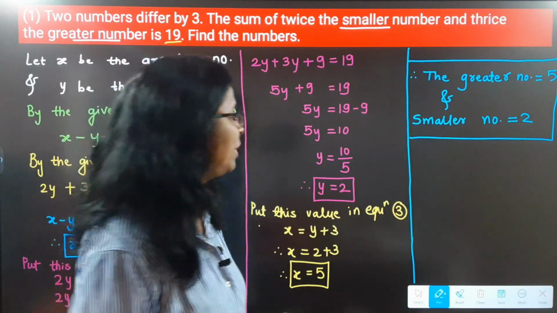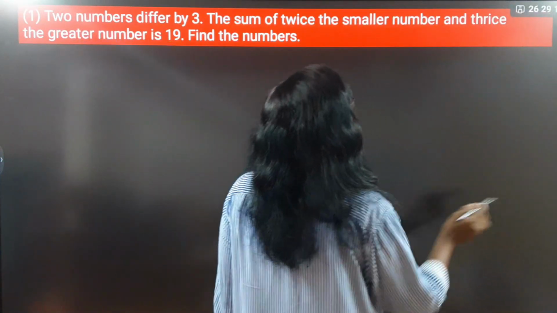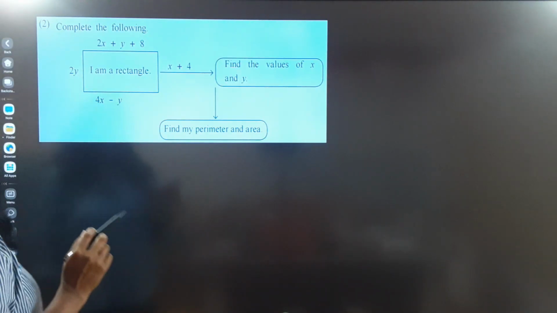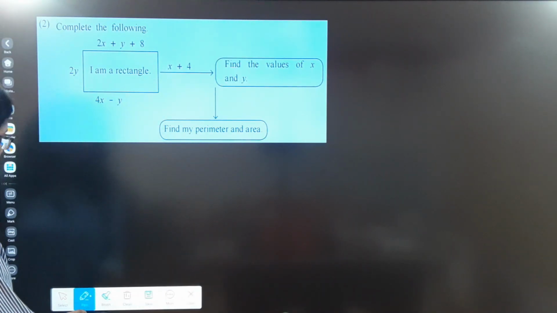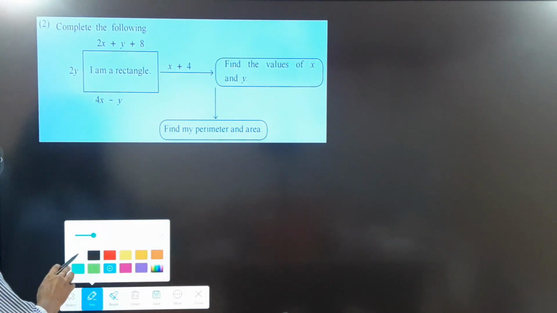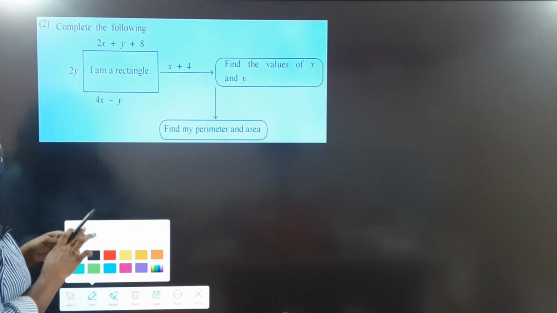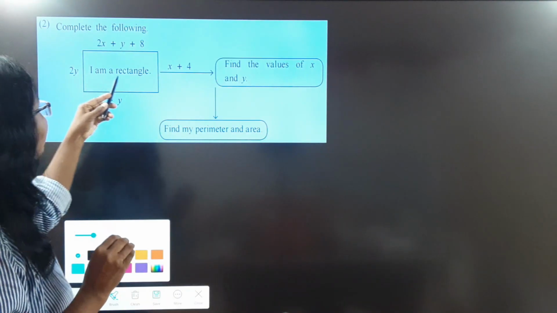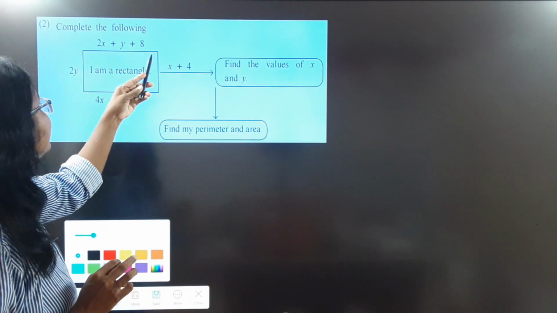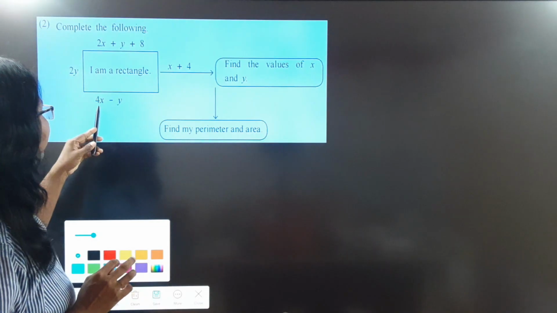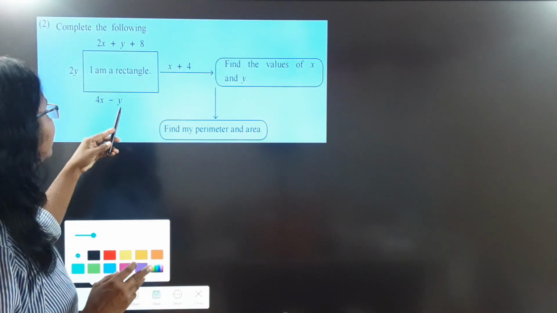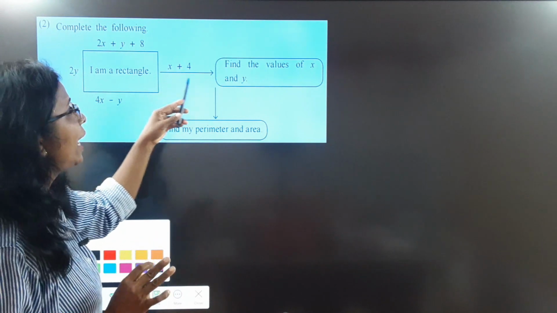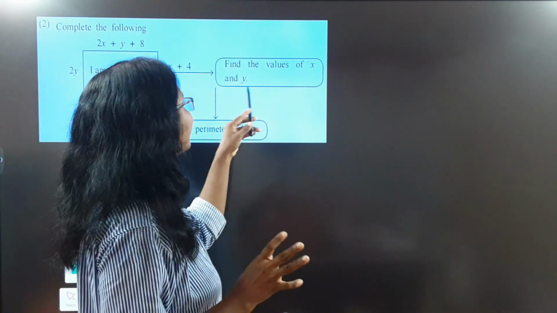Then the next example, students. See the next example. Complete the following. First, this is the figure of a rectangle. The length of this rectangle is 2x plus y plus 8, and the opposite side is 4x minus y. This breadth is equal to 2y and this breadth is equal to x plus 4. We have to find the values of x and y.